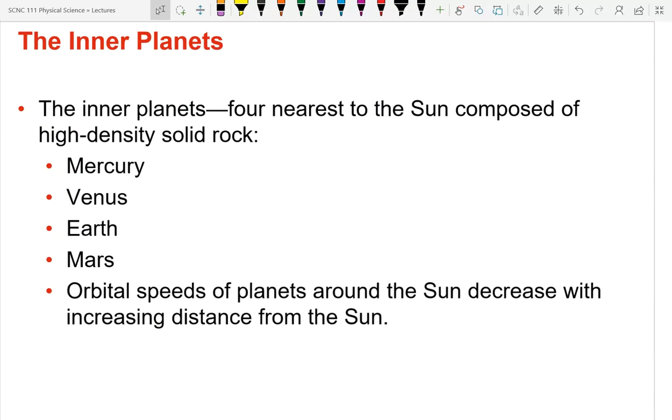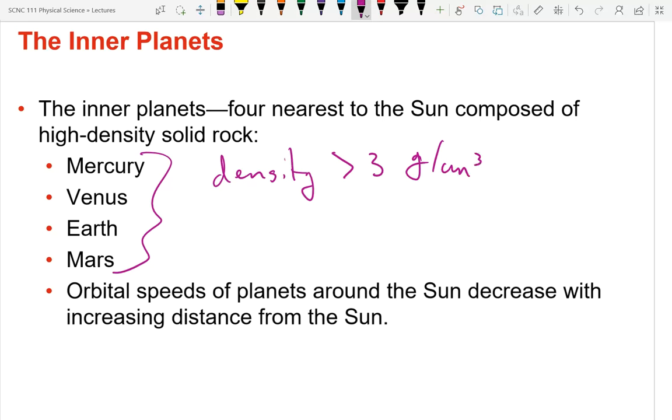All right, talking more about the inner planets. I think I've hit most of these things already. The inner planets have a high density solid rock. All of these have a high density solid rock. What other things do we know about Earth besides having a high density solid rock? What other things can you tell me about the geology of Earth?